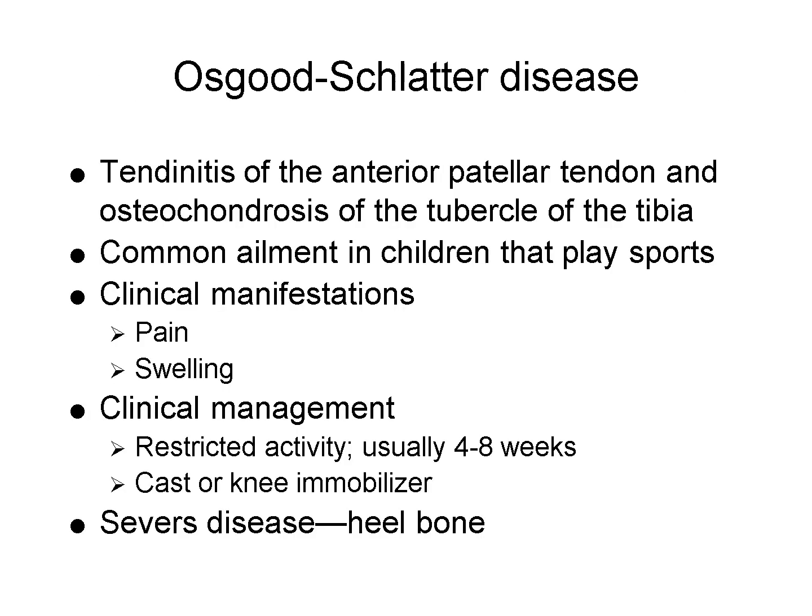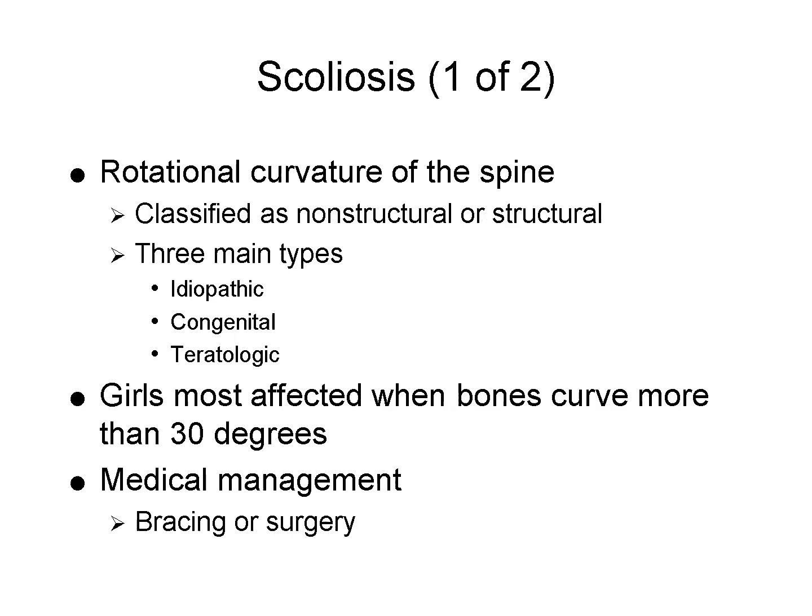Osgood-Schlatter disease is a painful overuse injury of the patellar tendon at the tibial tubercle. It typically affects physically active children, especially those involved in jumping sports. Symptoms include anterior knee pain, swelling, and tenderness over the tibial bone. Treatment involves rest, activity modification, and sometimes immobilization for 4 to 8 weeks.